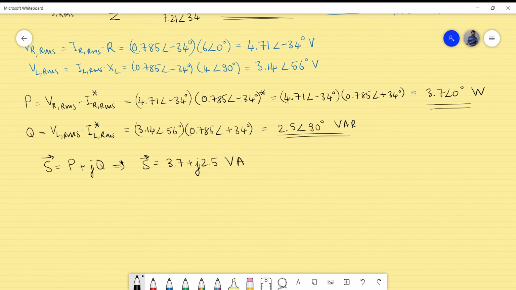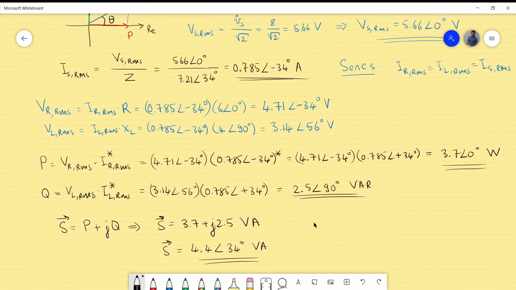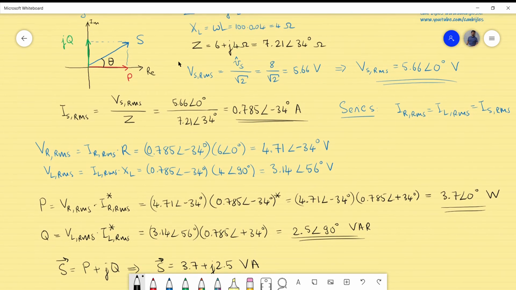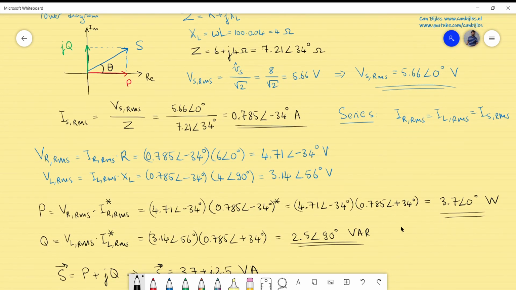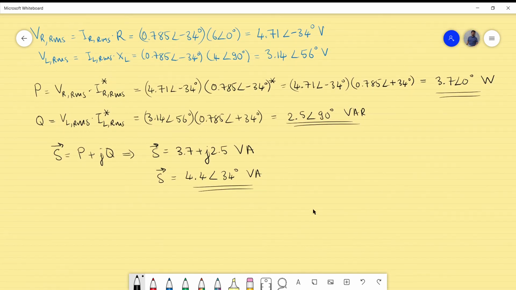That has its own expression. If I now convert this to the polar notation, that will bring us to 4.4 phase 34 degrees, also volt amperes. And what you recognize here is the following. This phase was already calculated for the impedance. So it's actually the same phase. Okay, now we have the S, so the value of S, or the amplitude of S, is 4.4 volt amperes. So that is actually also true.